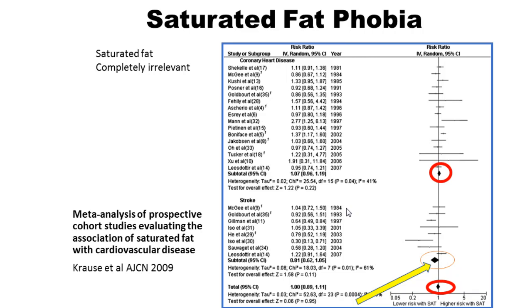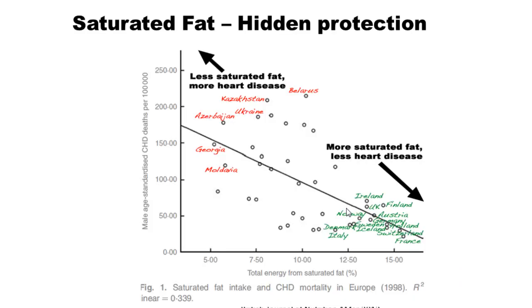In 2009, there's a big meta-analysis again, looking at all the studies that have been done over the last 30, 40 years at saturated fat specifically. And what they find at the bottom is that for heart disease, there's really no correlation between how much saturated fat you eat and heart disease. If you look at stroke, it's actually maybe slightly protective.